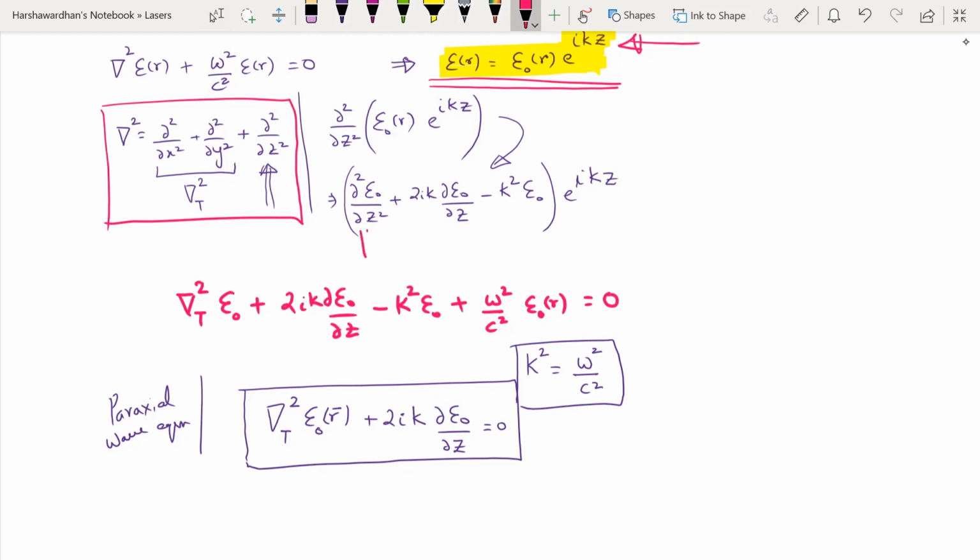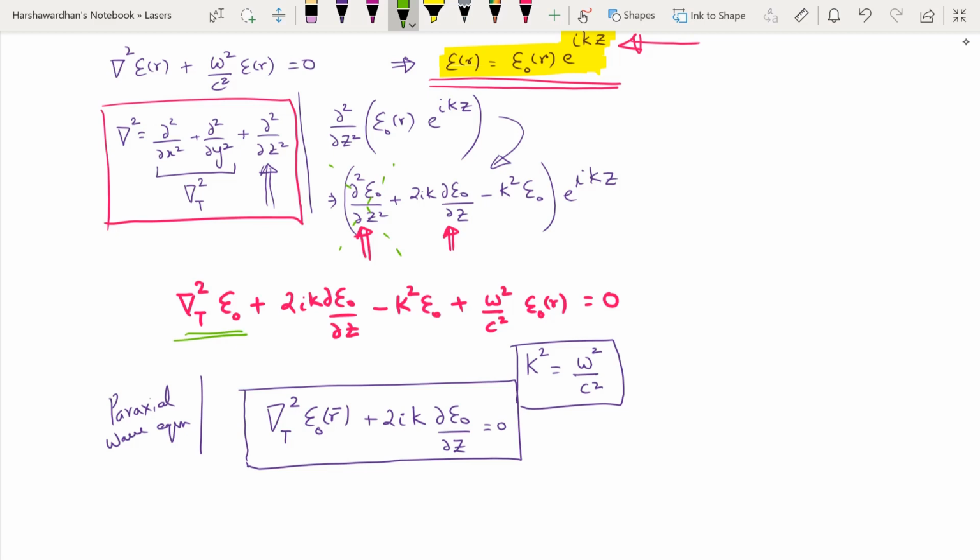So these derivatives come in here: the second derivative with respect to z, and the first derivative with respect to z. In comparison to the first derivative, we have already said that the second derivative varies much more slowly, and one can basically neglect this term. So this term is neglected in comparison to the first derivative. I retain only this term and then rewrite my Helmholtz equation. So my Helmholtz equation takes this form.